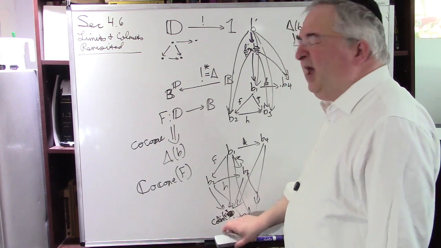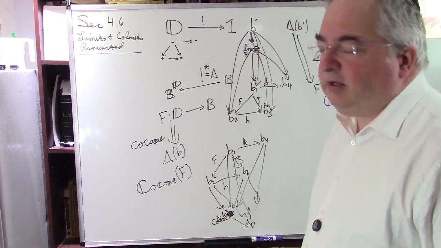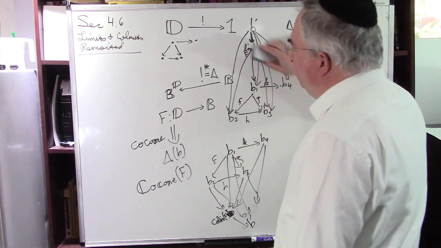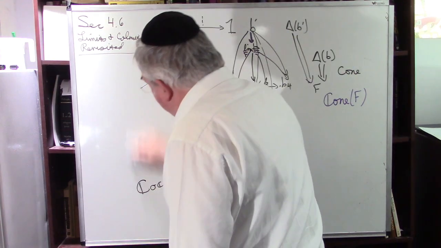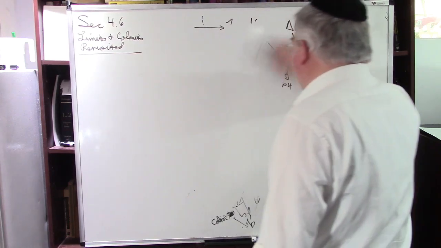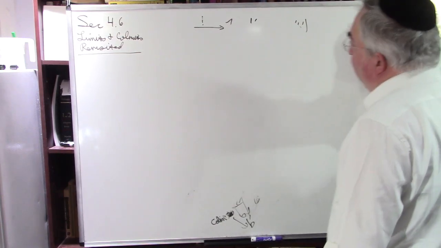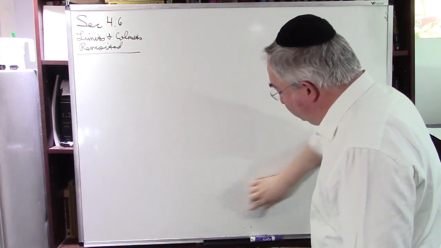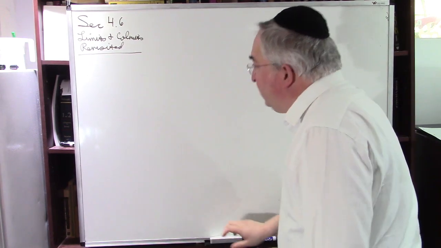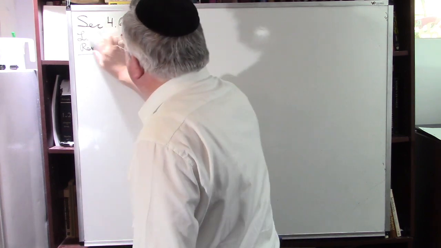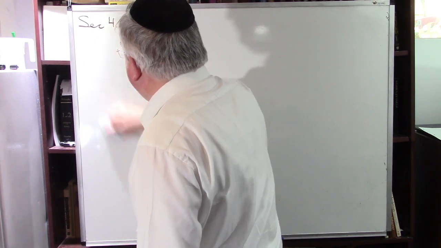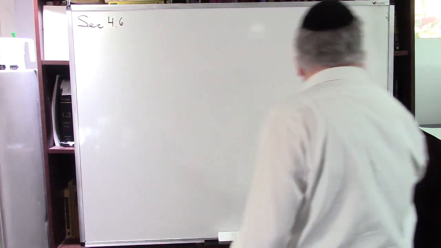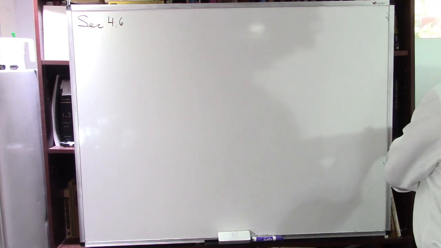Initial objects and terminal objects, I'm sorry, are unique up to unique isomorphism. Okay, great. Now, I explained what the category of cones is. I explained what the category of cocones is, but what I want to do now is show you how to build them formally. And that's not hard at all.